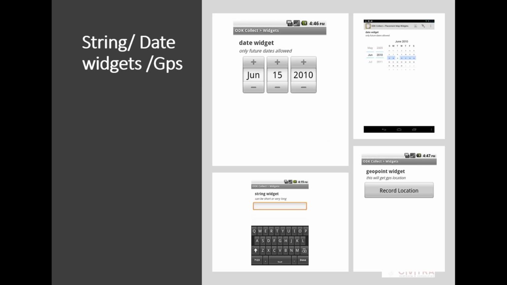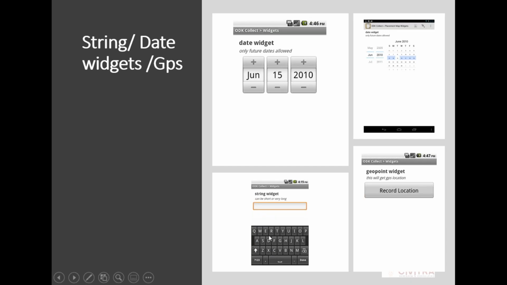And then we have other kinds of question types that can be designed in both ODK and KOBO. That includes date widgets, timestamps, GPS coordinates, string widgets. By string widgets, we mean it's a type-in. So, for example, if someone asks you the question, what is your name, you would need a space for you to be able to type your name.